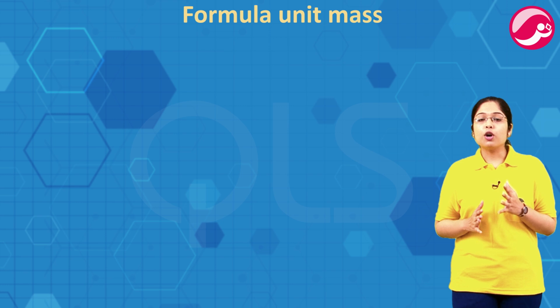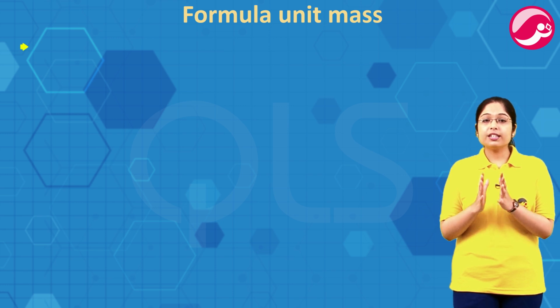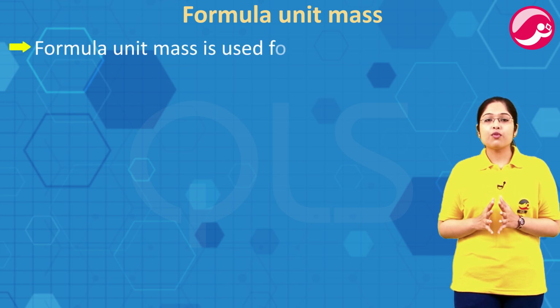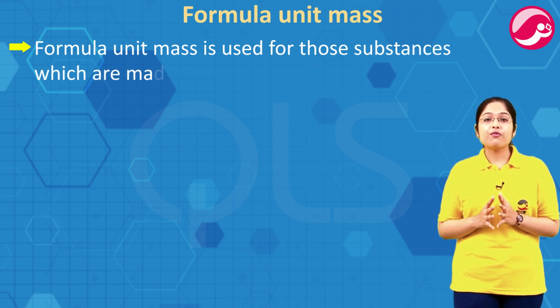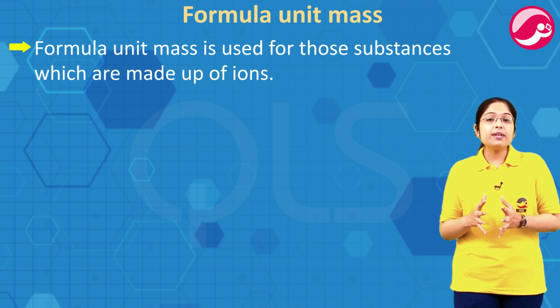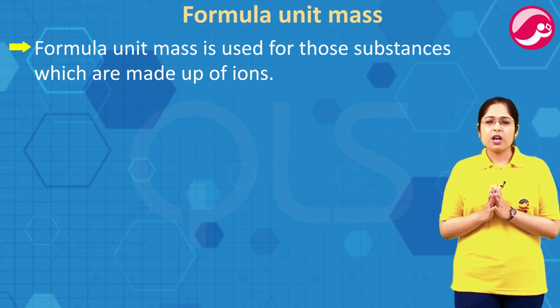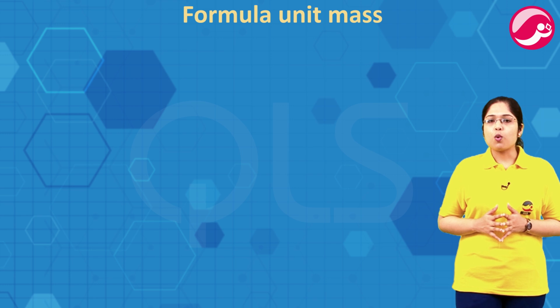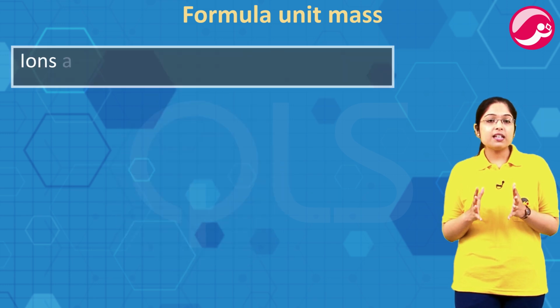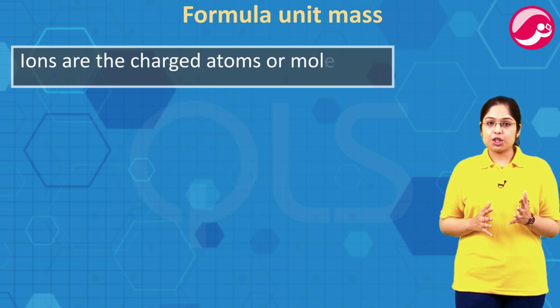It is similar to molecular mass. The term formula unit mass is used for those substances which are made up of ions. जो substance ions से मिलके बने हैं, उनके लिए हम formula unit mass term को use करते हैं. Now, do you remember what are ions? Ions are the charged atoms or molecules.